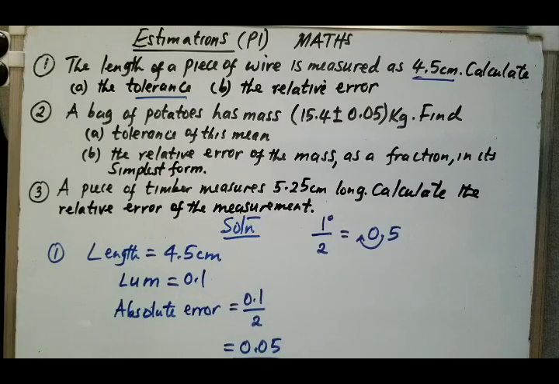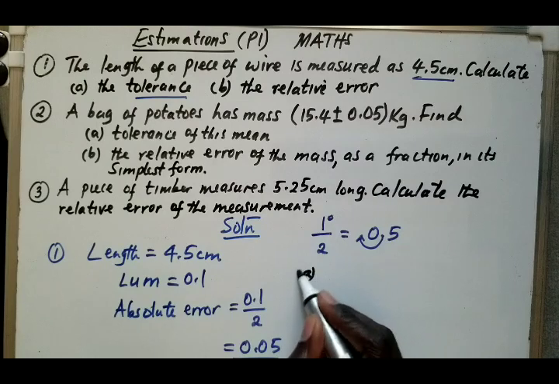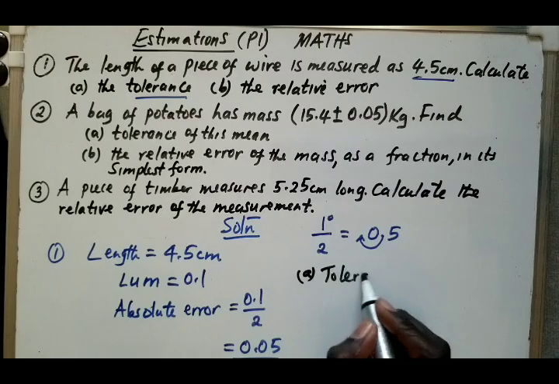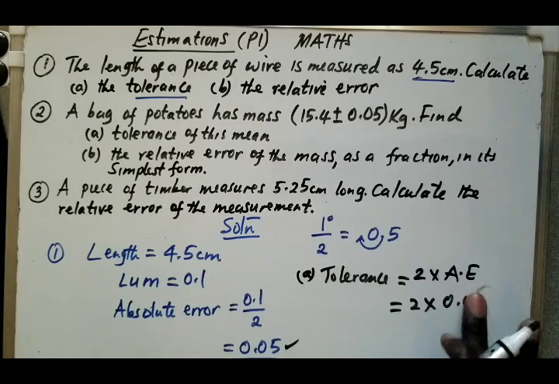But remember, this is not the final answer. The question was saying we calculate the tolerance. So the tolerance is going to be equal to 2 multiplied by the absolute error. So it will be 2 times the absolute error, 0.05. So that's what we mean. It will be multiplied by 0.05.